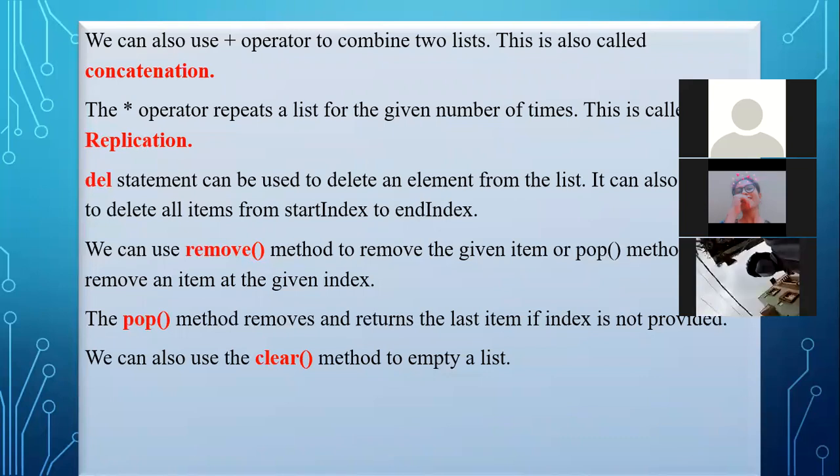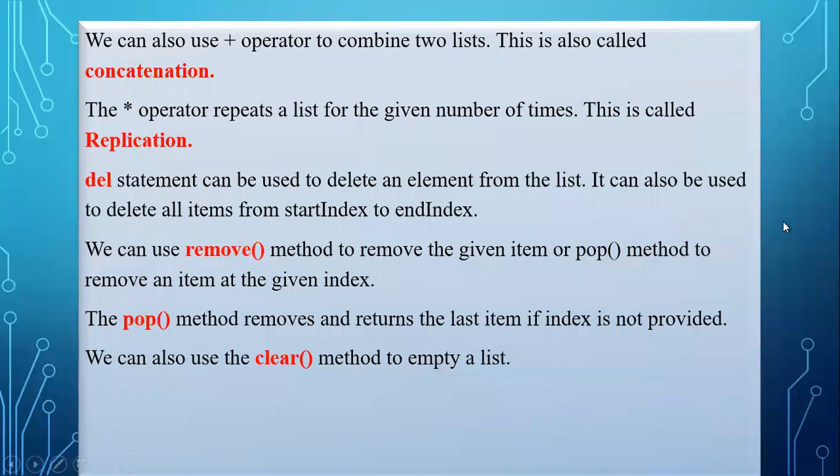So the star operator is used to repeat a list of items. If you want to repeat a list of items, we use the replication operator, this star, and that process is called replication. So we'll see those examples.